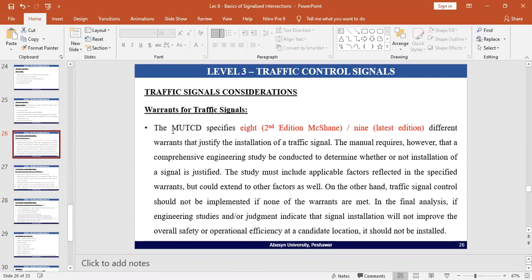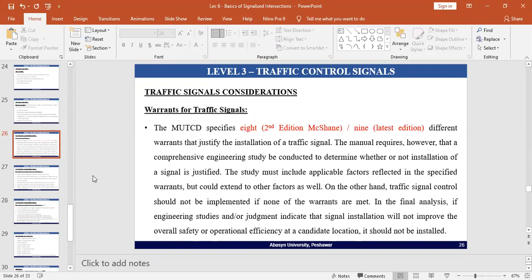The Manual on Uniform Traffic Control Devices specifies, second edition, McShane. Okay, McShane is the recommended book for this course, so you can also study that. It specifies different warrants that justify the installation of a traffic signal. The manual requires, however, that a comprehensive engineering study be conducted to determine whether or not installation of a signal is justified. Just as I told you earlier, first you need to conduct a local study.